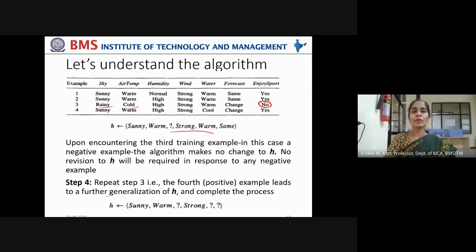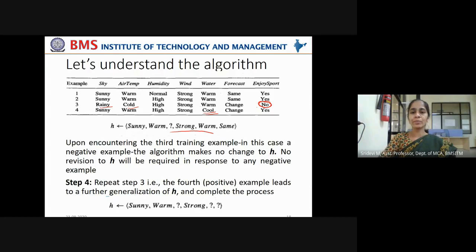Okay, now come to the fourth example, fourth instance. Now sunny, warm are the same as first and second days. Even humidity is also the same as high. Strong is also the same, but water temperature now is varying. Okay, so you have to go for a more general hypothesis.